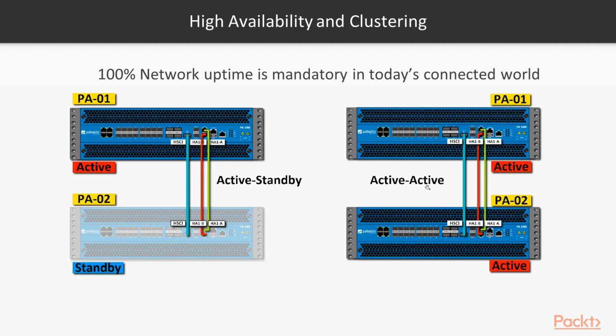In the case of active-active, and this is why I really love Palo Alto's way of doing active-active, you can actually have both units forwarding traffic at the same time, versus in active standby, where only one will be forwarding traffic. What's the benefit of it?